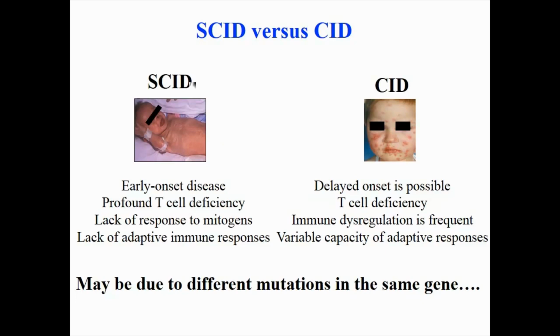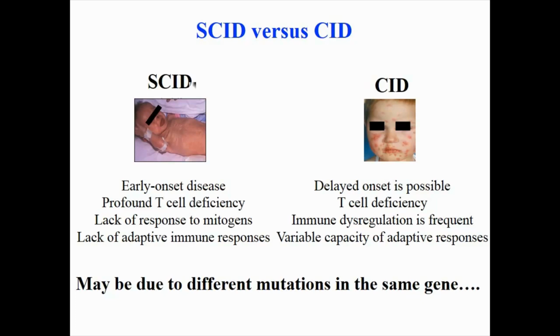And in fact, later on we also will talk about immune dysregulation in SCID, but the right title would be immune dysregulation in CID, because you don't see much immune dysregulation in SCID. And variable capacity of mounting adaptive responses. But that said, we're not talking about necessarily two genetically distinct conditions. They are phenotypically distinct, clinically distinct, but they may be due also to different mutations in the same gene.